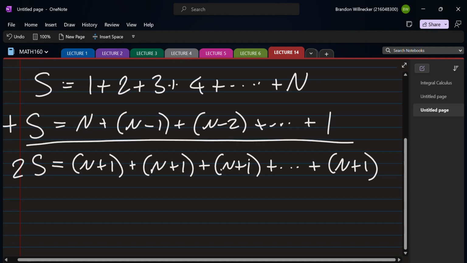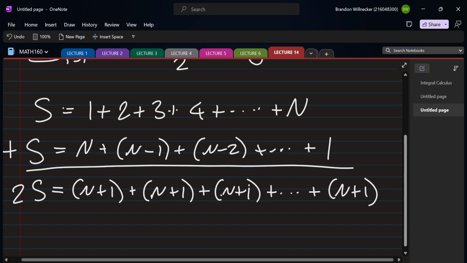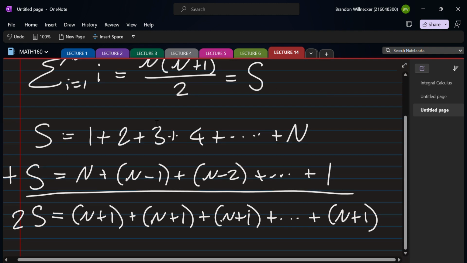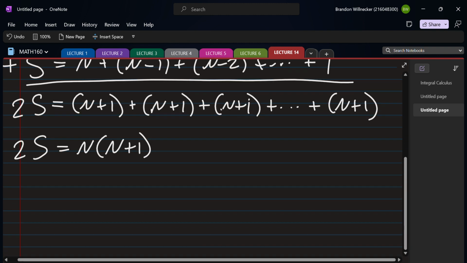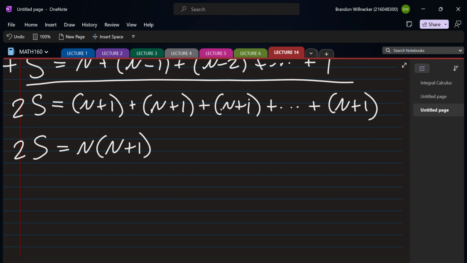Now we have a whole lot of n plus 1 terms. How many do we have? Well, we had one for each of the terms in the sum. We had n of them, so here we also have n of them. So 2S is equal to n times n plus 1. Now we don't want 2S, we just want S, so we divide by 2. So S is equal to n times n plus 1 over 2, which is what we wanted to show.